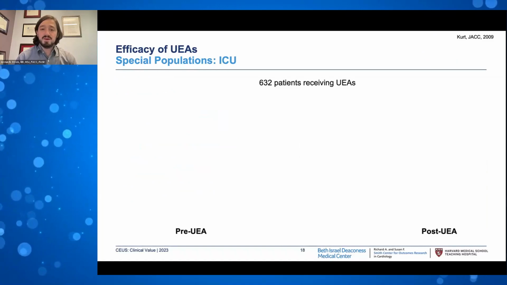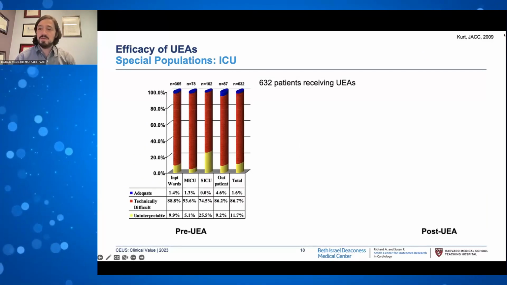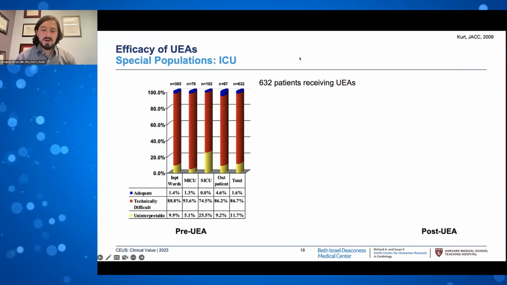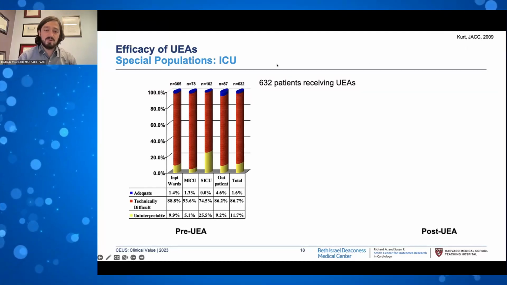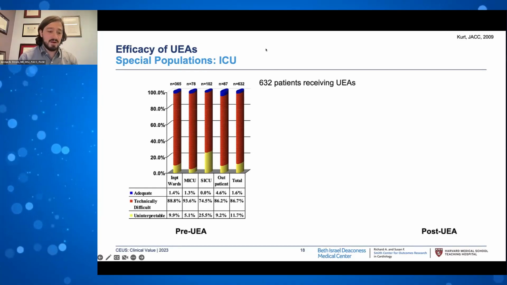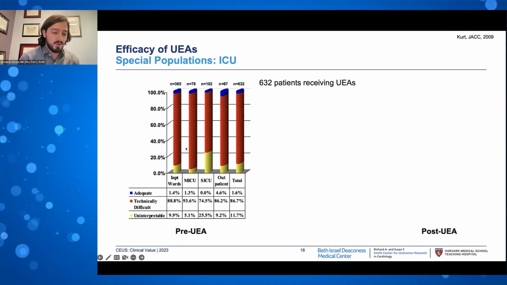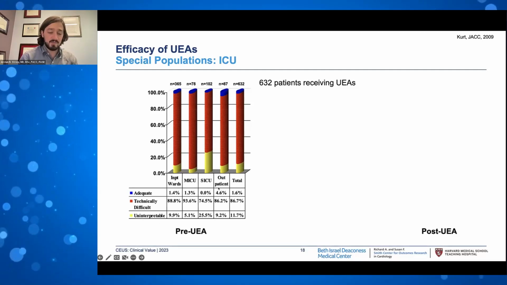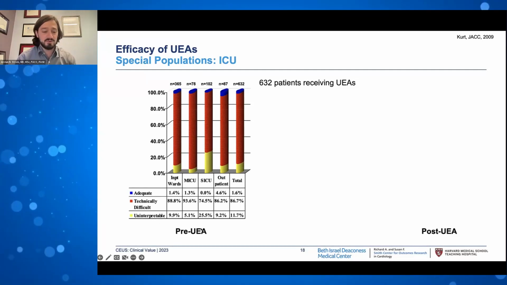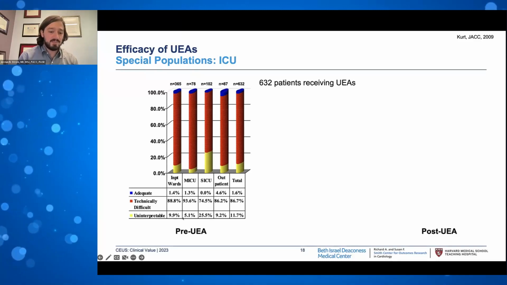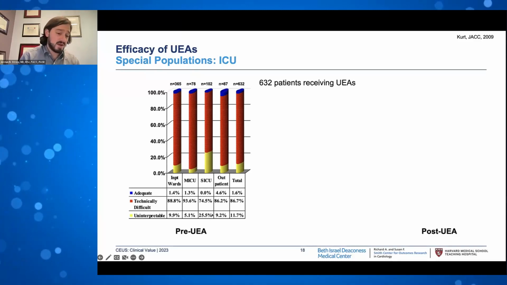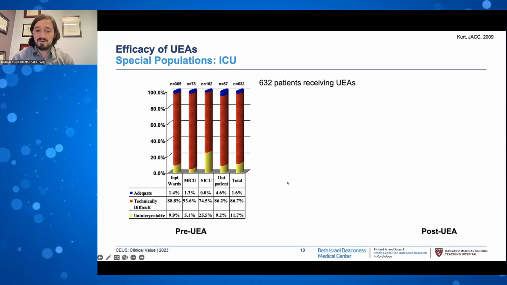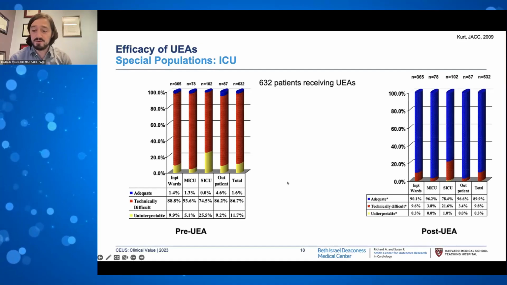In terms of the ICUs, this was a study published by the Houston Methodist group back in 2009, a really important study looking at 632 patients who received ultrasound enhancing agents. Here you can see in the red those studies that were technically difficult. Yellow is those studies that were uninterpretable. This is all prior to the use of ultrasound contrast. You can see that up to 10%, up to 25% actually in the surgical ICU, were uninterpretable prior to the use of contrast. And this is after the use of contrast.